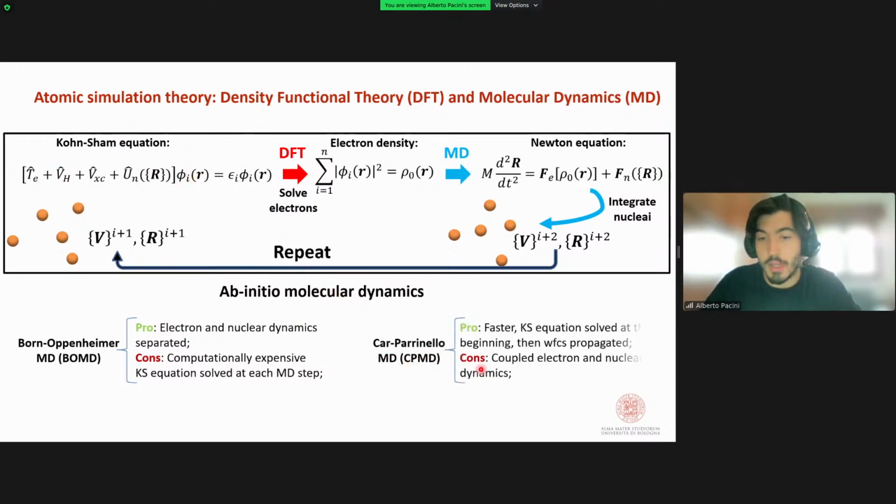Another approach is the Car-Parrinello molecular dynamics. This equation is just solved at the beginning, and then the orbitals are just propagated in time together with the nuclear coordinates. So it's much faster.